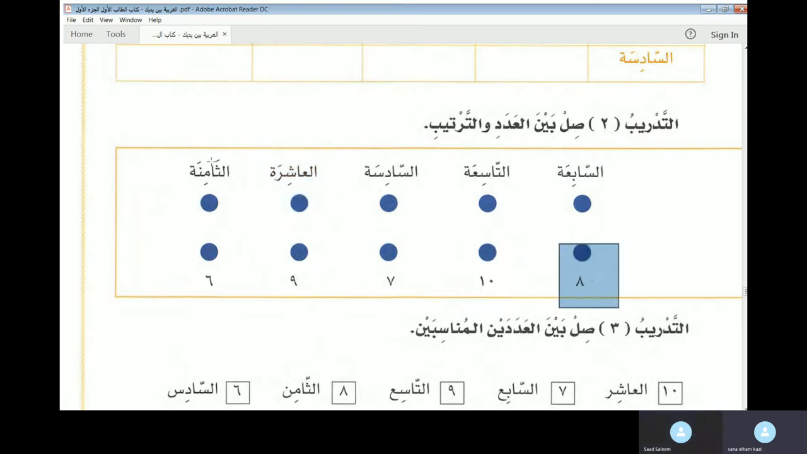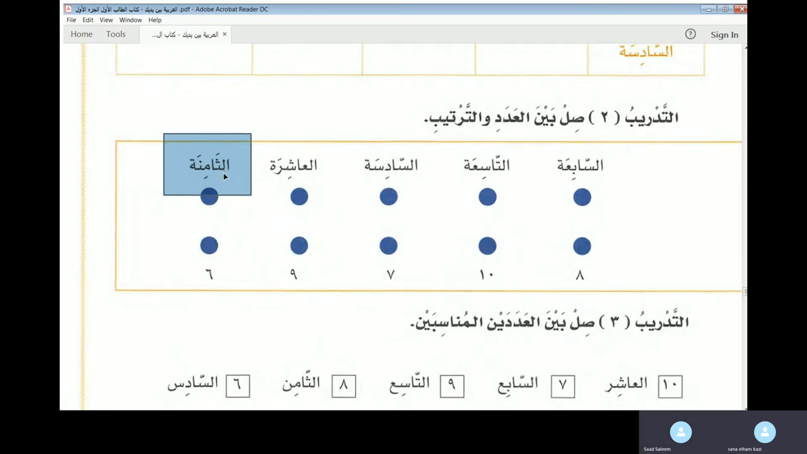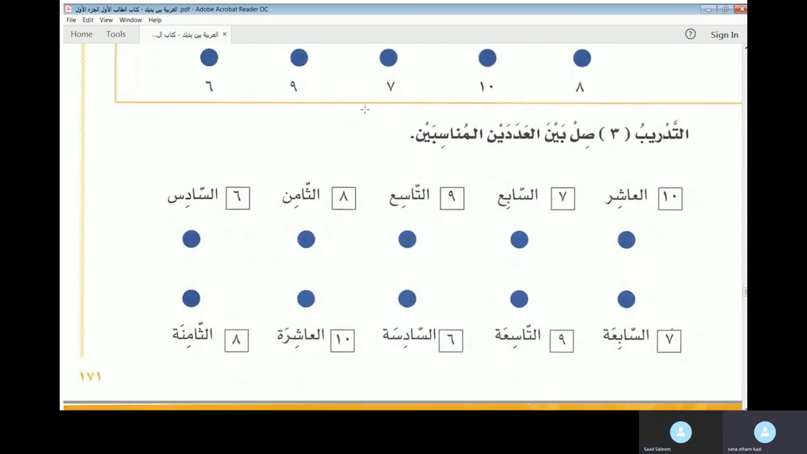Samina is the eighth, which is the third one.